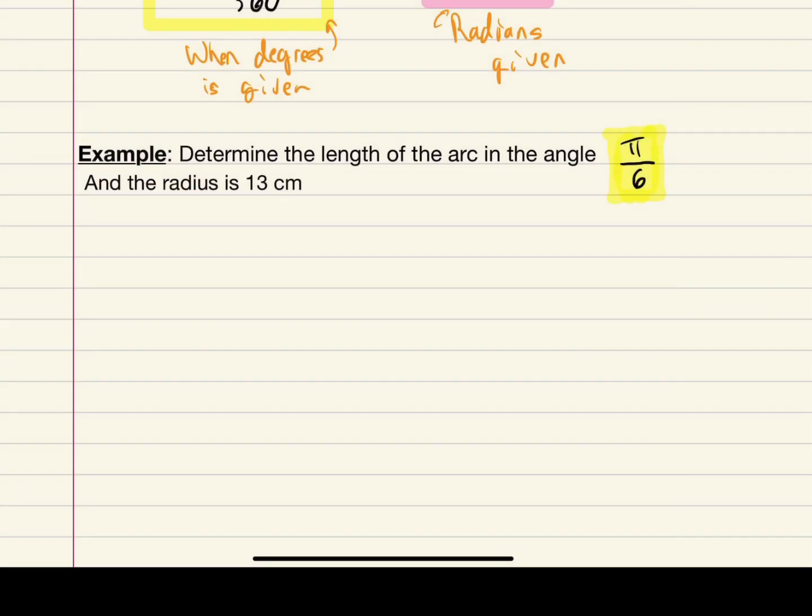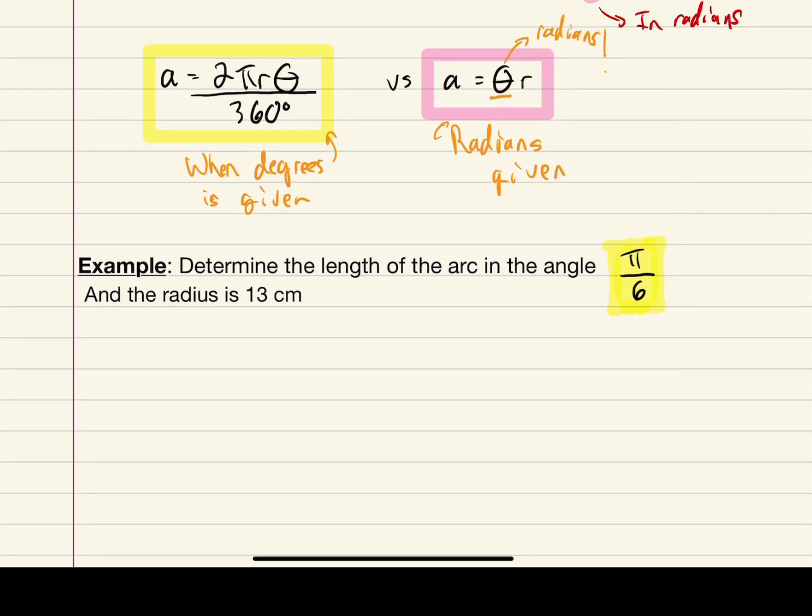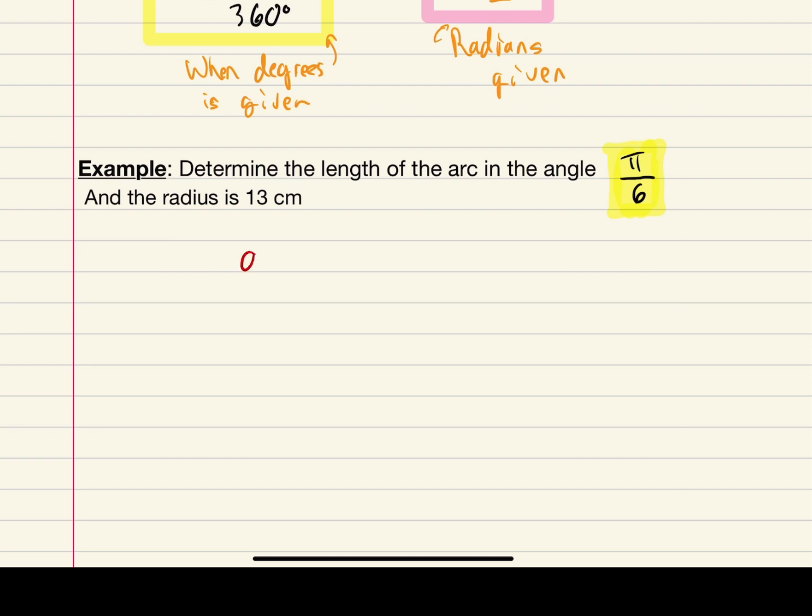So for this question, we're asked to determine the length of the arc in the angle pi over 6 and the radius 13 centimeters here. So since the angle in radians is given, we can just jump right to this formula where A is equal to pi over 6 multiplied by the radius, we're going to say 13 centimeters. And when we plug that into our calculator, we get the following. Arc length would be about 6.8 centimeters in size.